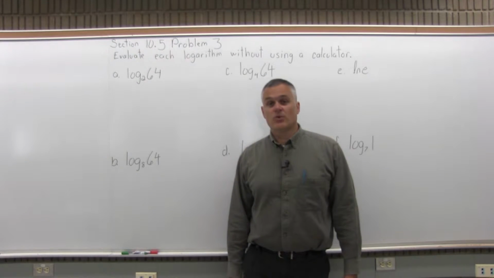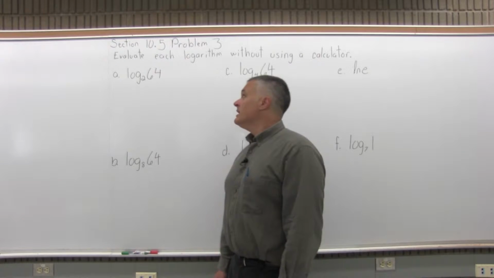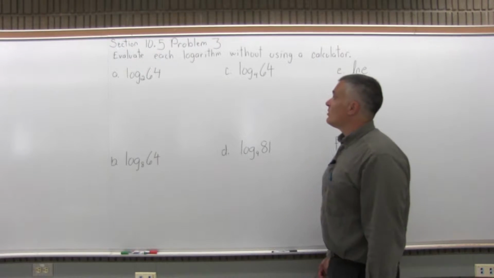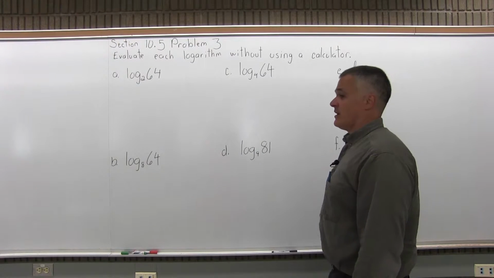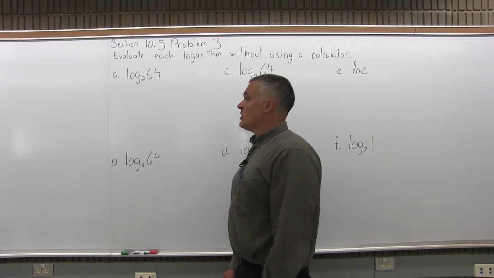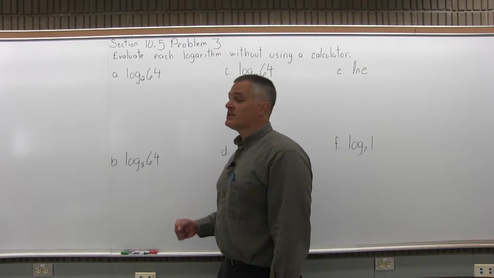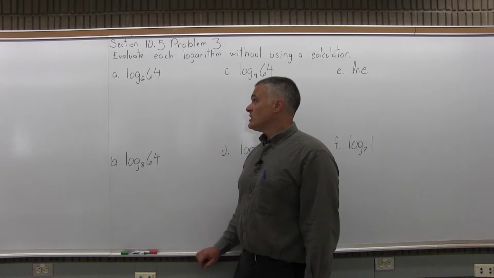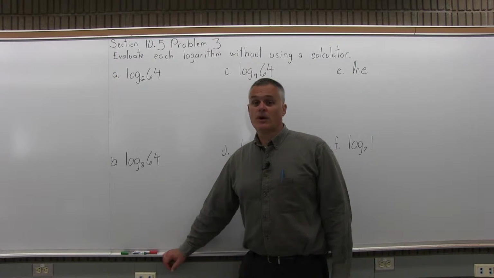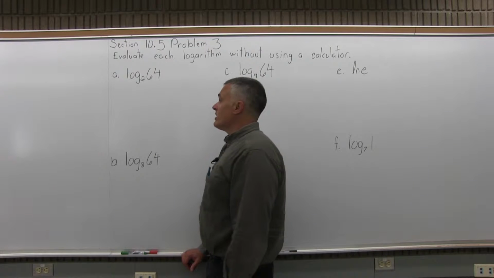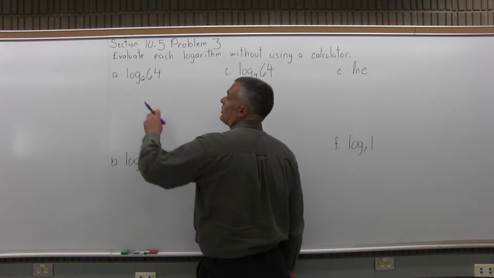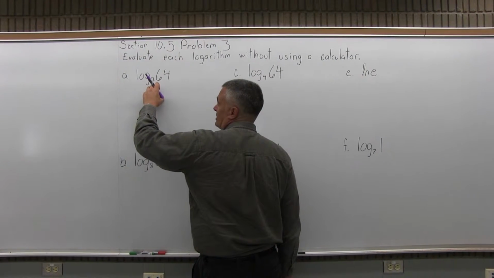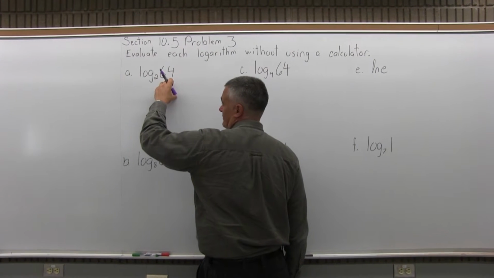This is Section 10.5, problem number 3. It says, evaluate each logarithm without using a calculator. There are 6 different logs that you are asked to do without a calculator. The first one is log base 2 of 64. What they're really looking for is the exponent that you need on the 2 to get to 64.